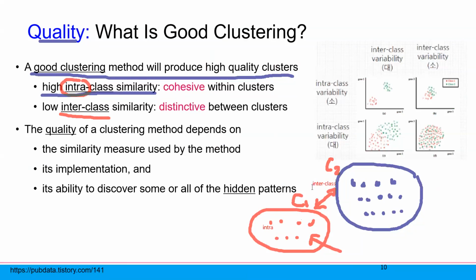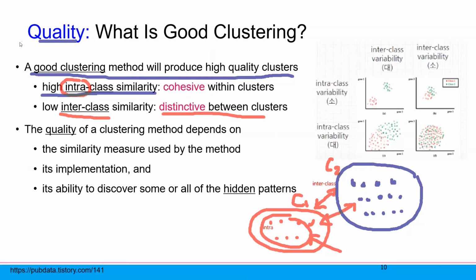Okay. The high intra-class similarity means the cohesive within clusters. So it should be within the cluster, and it should be distinctive between clusters. It should be different between clusters.